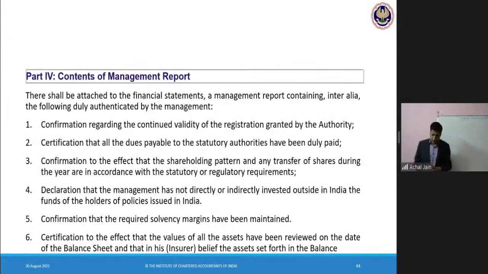So before I move on to the next content, let's try to think about the requirement for this report. The financial statements have been prepared by the management only, and would be audited by the auditor. Auditor will also give his opinion. Then what is the need for this management report? And what is the objective behind this management report? So why is this management report required to be given?